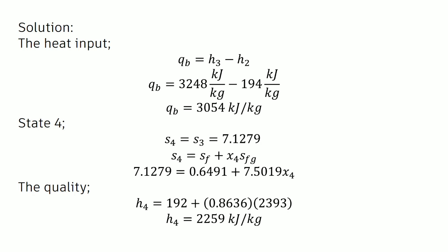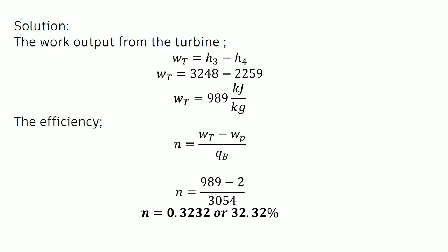So let us proceed. For the work output from our turbine, it is denoted by the small letter w, T, which is equivalent to the difference of the specific enthalpies at process 3 to 4. So we need to subtract these two values in order for us to find our work output from the turbine. That is 989 kilojoules per kilogram.